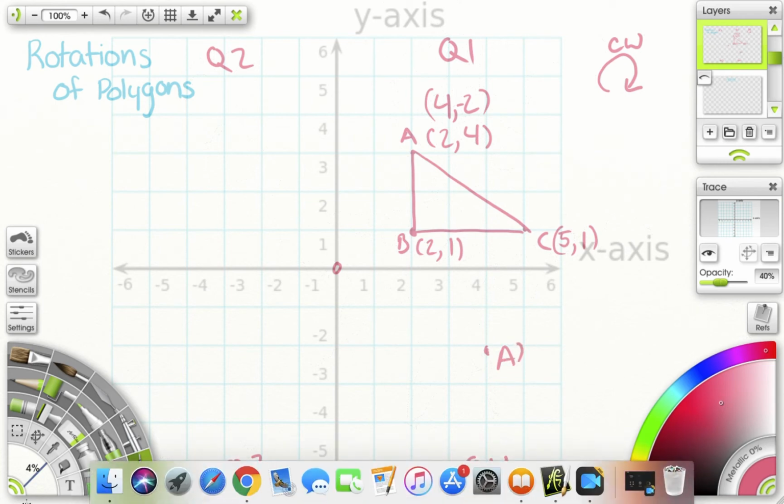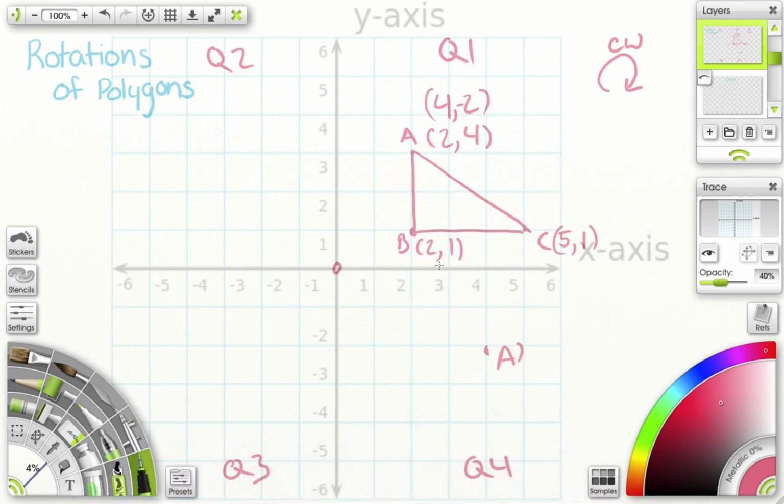And that's A prime. Now we apply the same rules to all the other points. So B, switch them up, so it becomes 1, 2. Second one becomes negative. So B is down here. And for C, same thing, 1, 5. Second one becomes negative, so that becomes 1, -5.